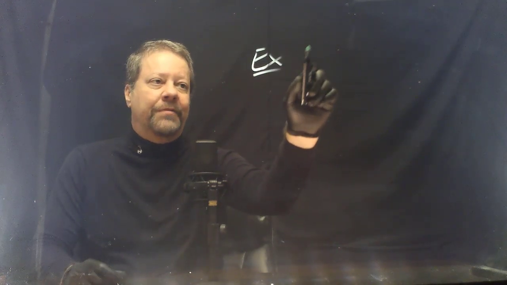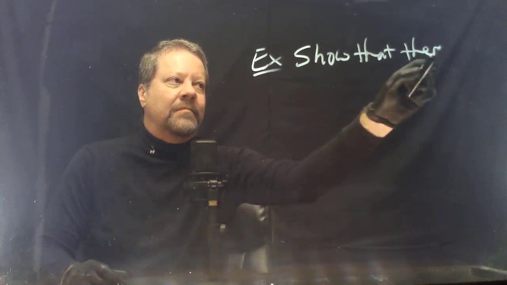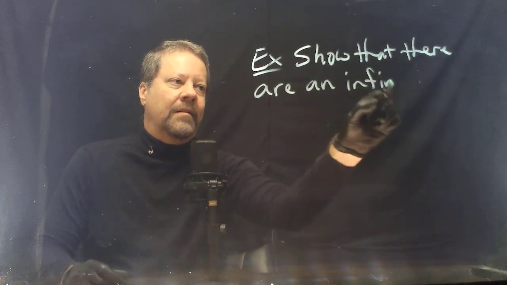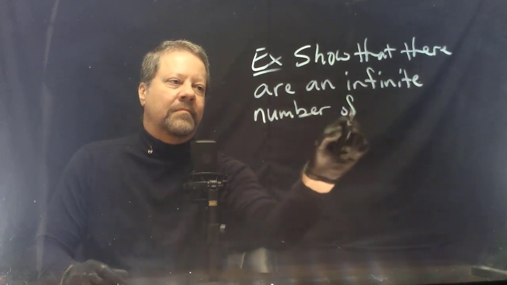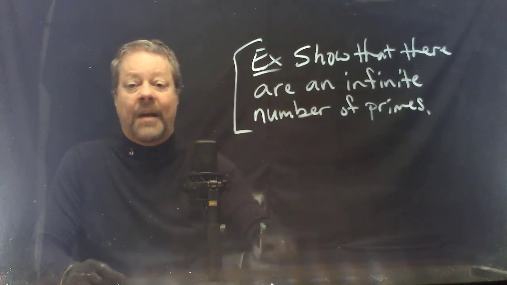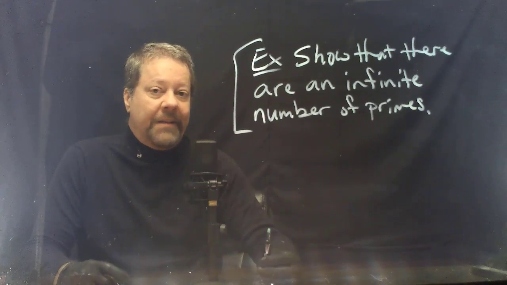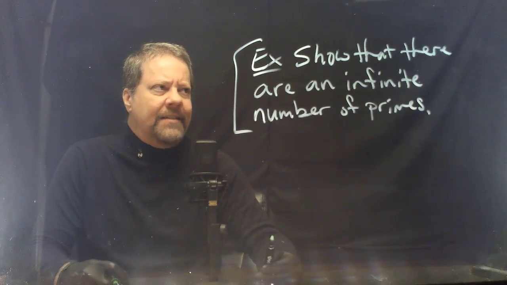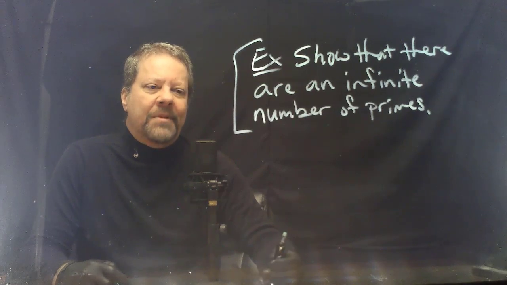Here's a classic proof. Show that there are an infinite number of primes. How many prime numbers are there? Well, we're going to show that there can't be a finite number of them. There is an infinite number of them. This is an existence theorem in the sense that we're saying there exists an infinite number of primes.